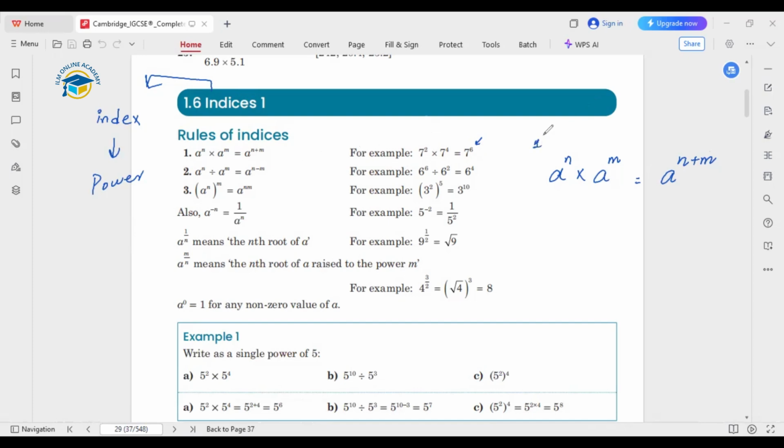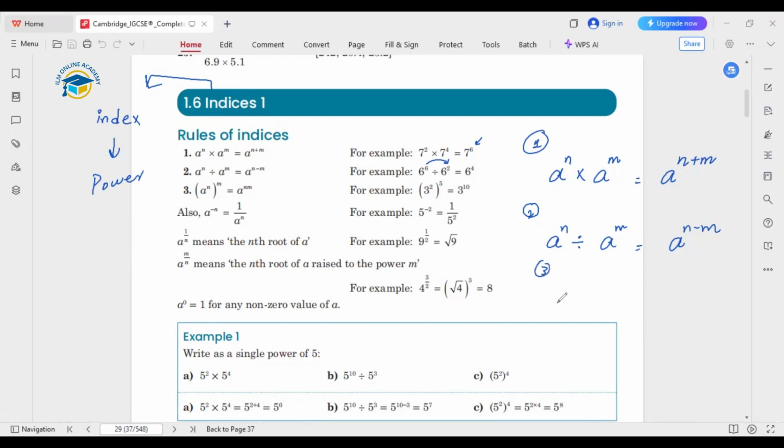Next, for the second rule, if we have similar bases but with the division sign, like similar bases with different powers but with the division sign, you need to subtract the powers, n minus m. So powers are going to be subtracted. As they subtracted the powers here, 6 minus 2, they got 4. So this is your rule number 2.